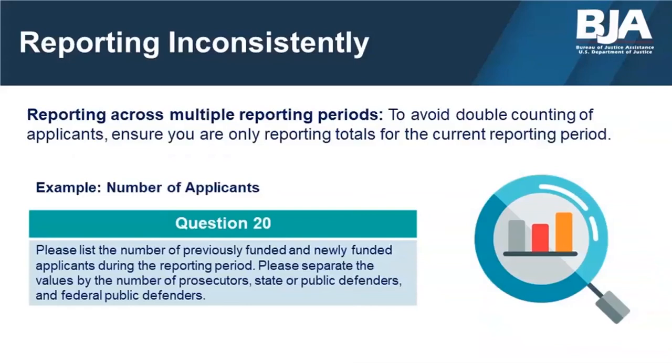Many of the questions in JRJ's performance measures questionnaire ask for totals during the reporting period. However, many grantees often report the same totals across multiple reporting periods. For example, question 20 asks for the number of previously funded and new applicants during the reporting period. Also, please separate the values by the number of prosecutors, state or public defenders, and federal public defenders. Please ensure that the numbers given are for the current reporting period and not totals that you have provided in previous reporting periods.